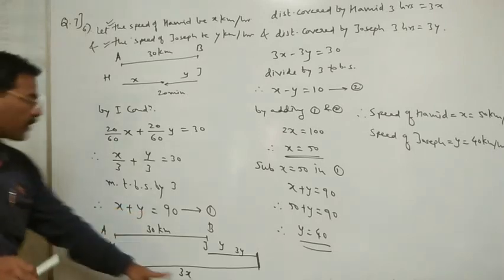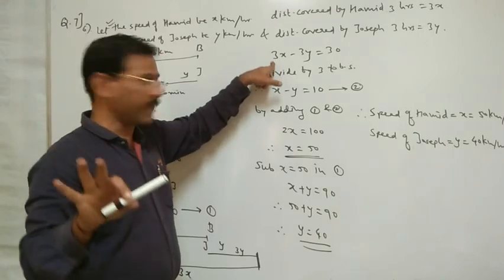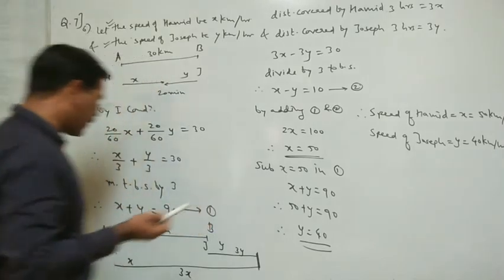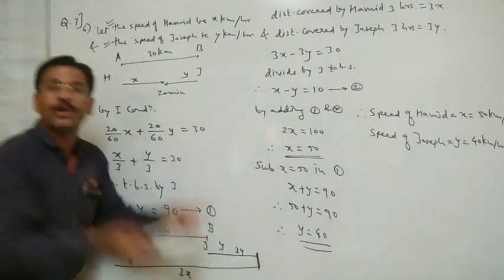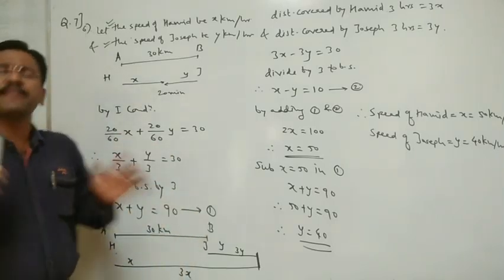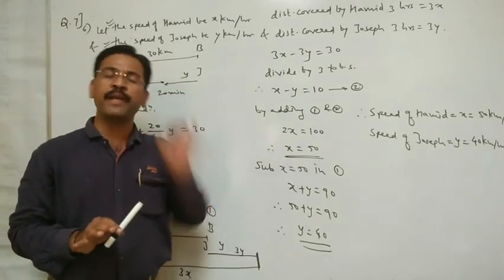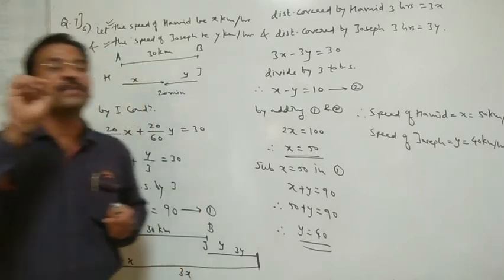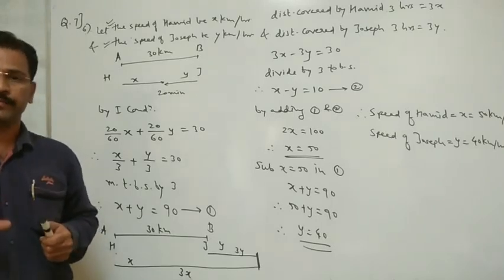Similarly here also, this condition. 3 fives are 150, 3 fours are 120. So Hamid covered in 3 hours 150 kilometers and Joseph covered in 3 hours 120 kilometers. So their difference is 30 kilometers. Like this we have to verify. So word problems we have to solve very carefully and first understand the meaning of the given example. So read the question very carefully. Okay friends.